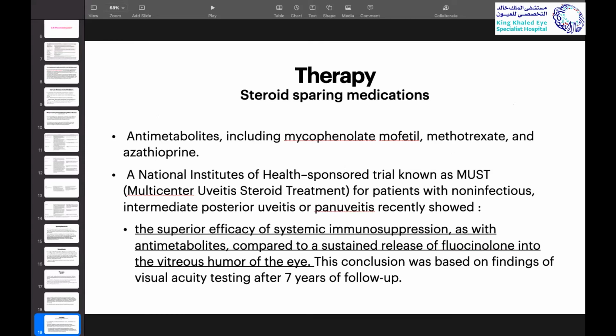There was a National Institutes of Health trial, which is the MUST trial, for patients with non-infectious intermediate, posterior uveitis or even panuveitis, that recently showed there is a superior efficacy of these medications compared to sustained release steroids to the vitreous humor of the eye. This study was concluded after 7 years with the findings of visual acuity testing.